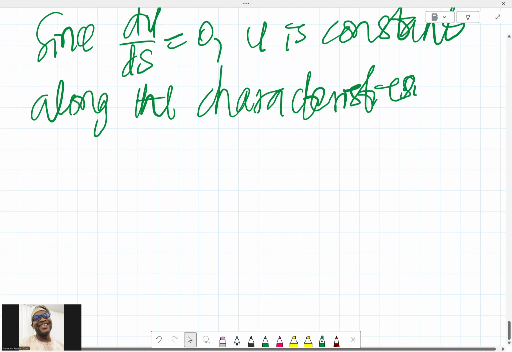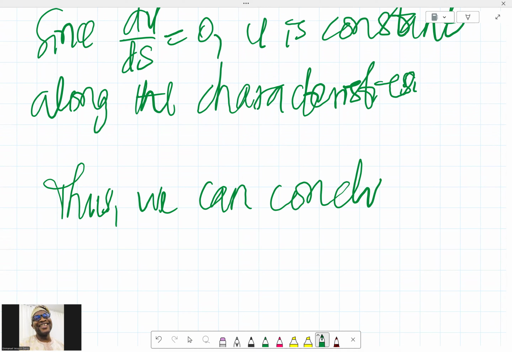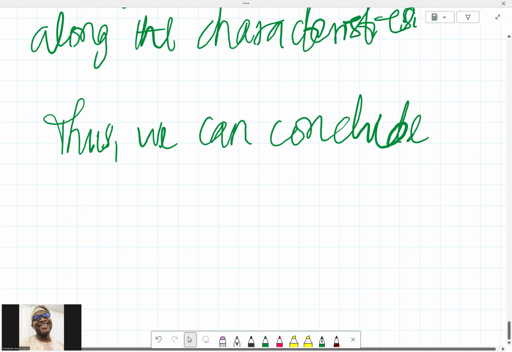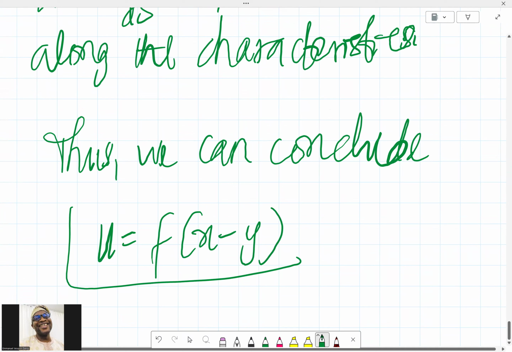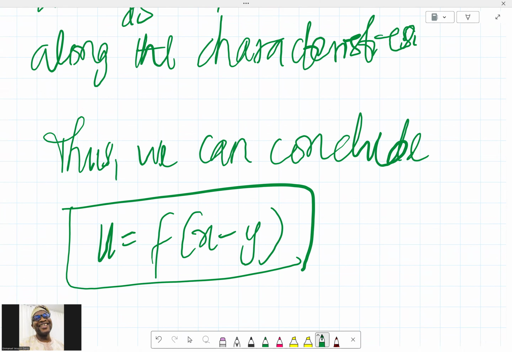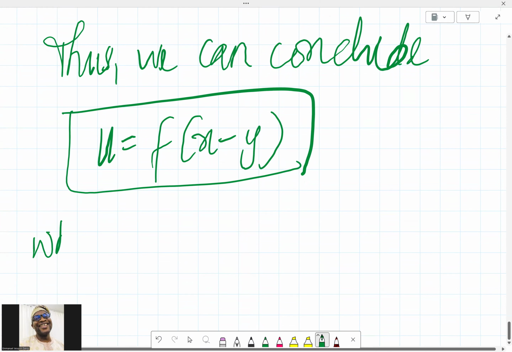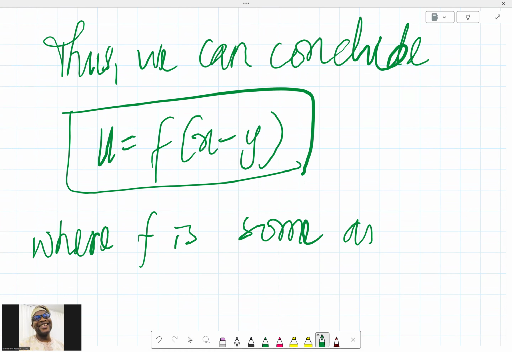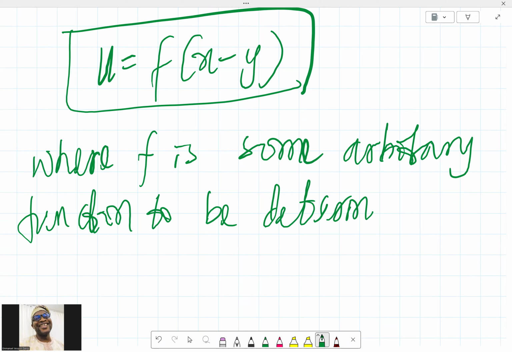So thus, we can conclude that u now is a function of x minus y. Okay. So u is finally a function of x minus y because it's not changing along the characteristics. So here we now say u equals f of x minus y, where f is some arbitrary function to be determined. Okay.